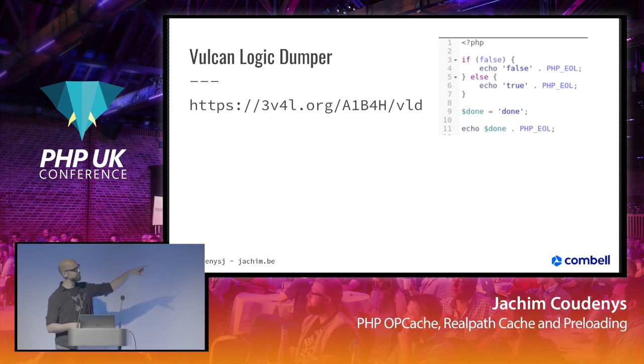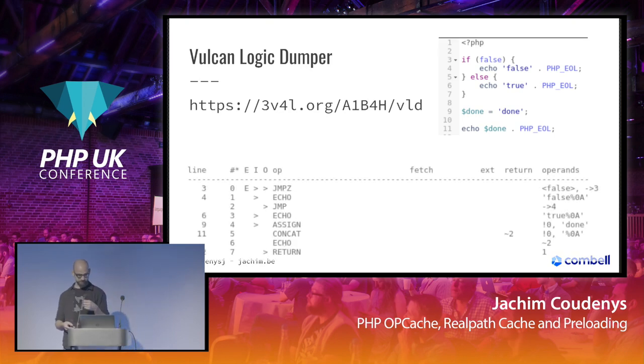There's also a little tab called VLD, which is short for the Vulcan Logic Dumper. The Vulcan Logic Dumper generates a list of all the things that your little script is doing, and shows you all the opcodes that are being generated. Here you can see that we have an echo, and a jump if something is false, then you go to the next branch. So here are all the opcodes for this little script.